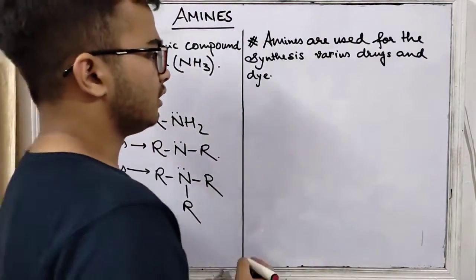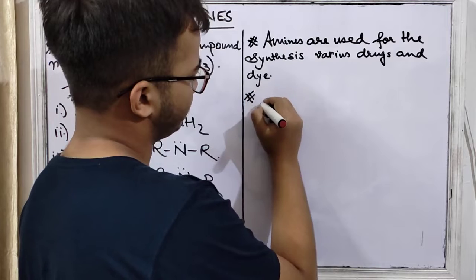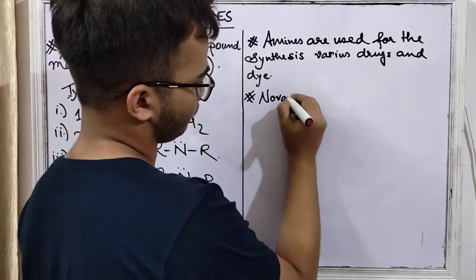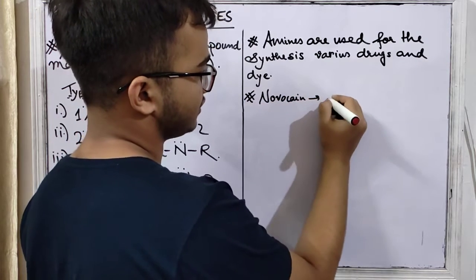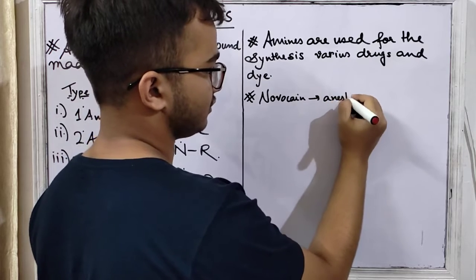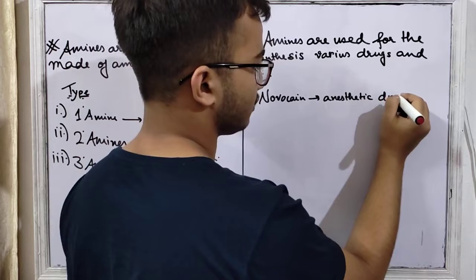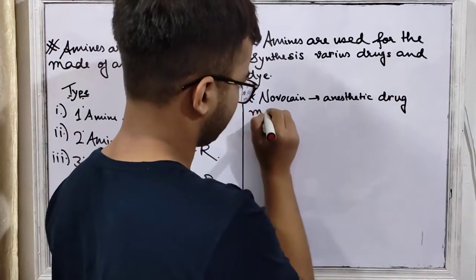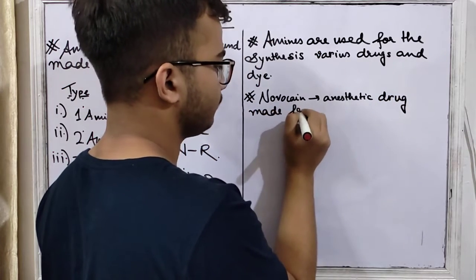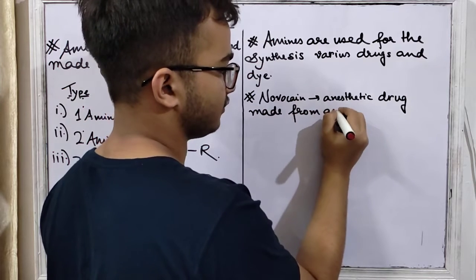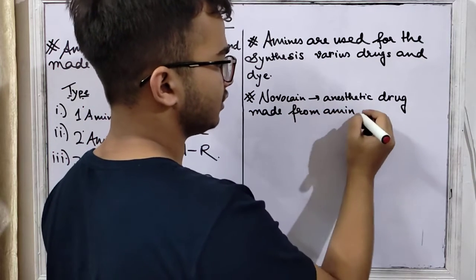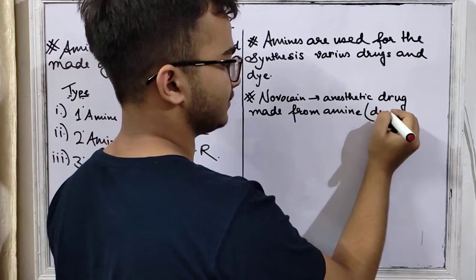Under the drug category you have to remember that Novocaine is an anesthetic drug made from amine. What is the use of this drug? It is used for dental purposes.